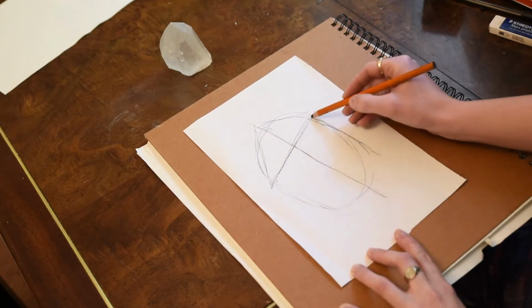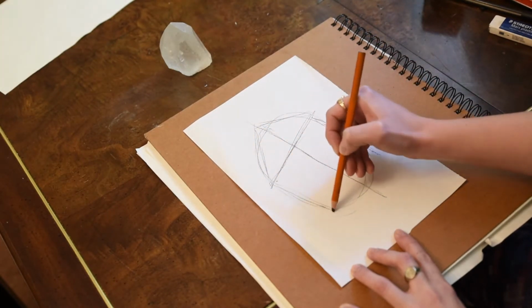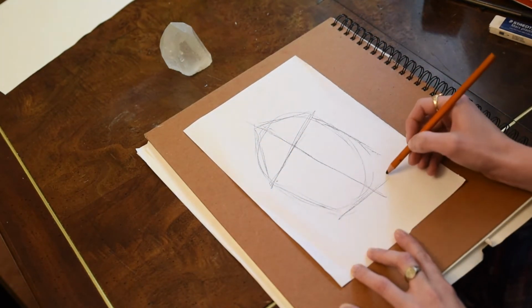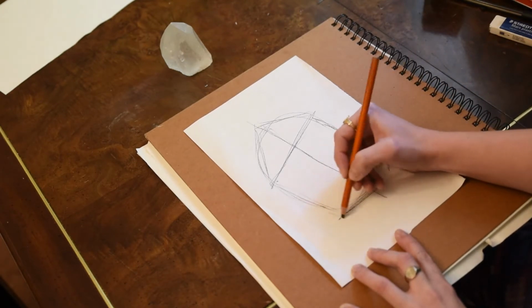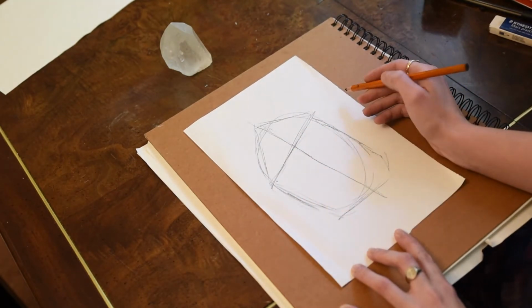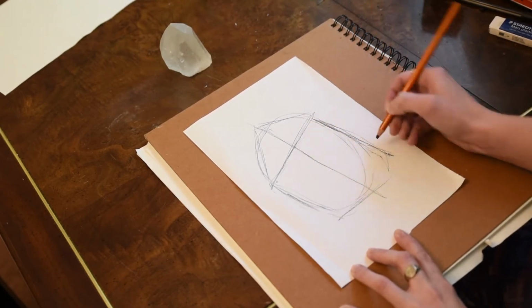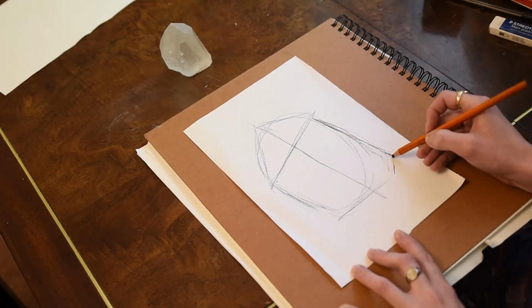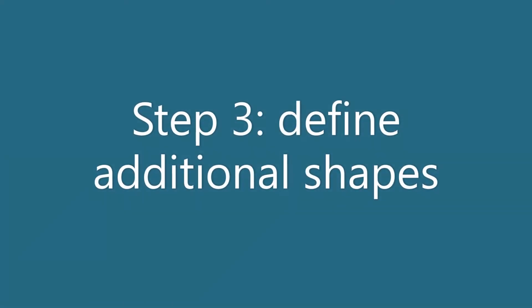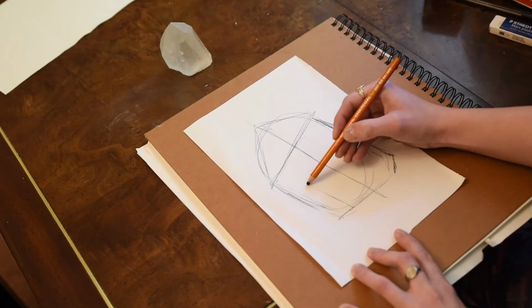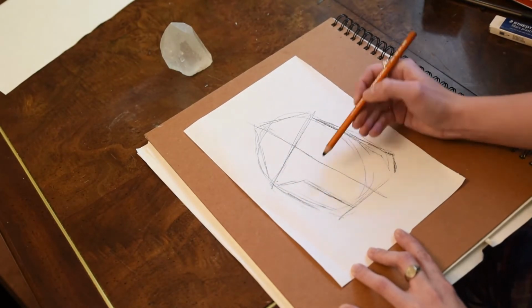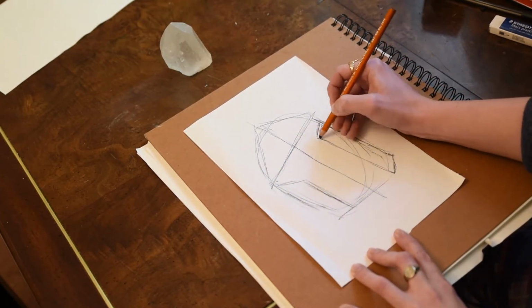Now I start to break down the shape from the rough form that I drew earlier. In very simple two-dimensional shapes, the quartz point is basically a triangle on top and a prism on the bottom. From here, I start to refine the overall shape and define the different faces of the crystal.